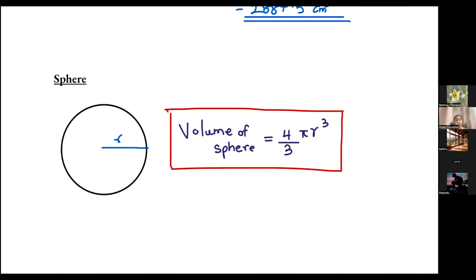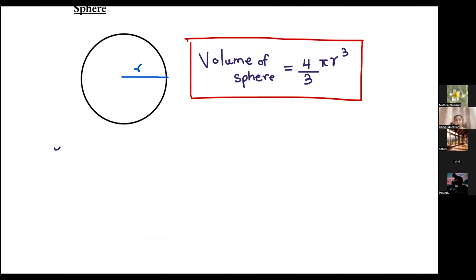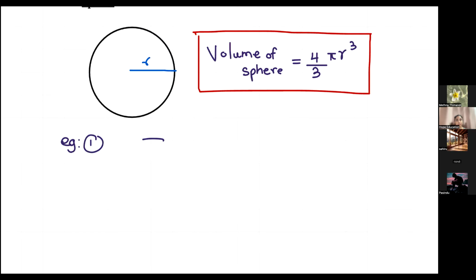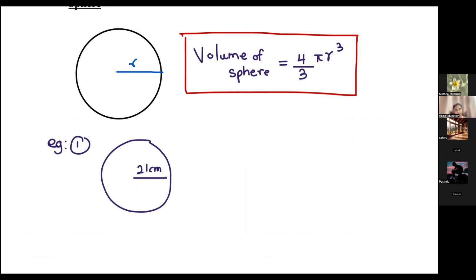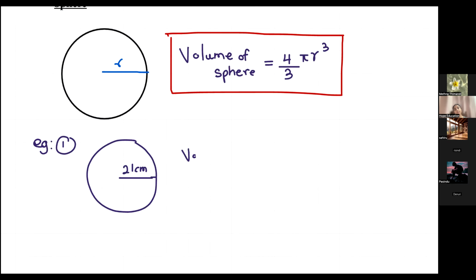For an example, let's say you have a sphere where the radius is 21 centimeters. Yeah, that would be easy to simplify. Radius is 21 centimeters and that's all we know. And that's all we need anyway, because volume is equal to 4/3 pi r cube.